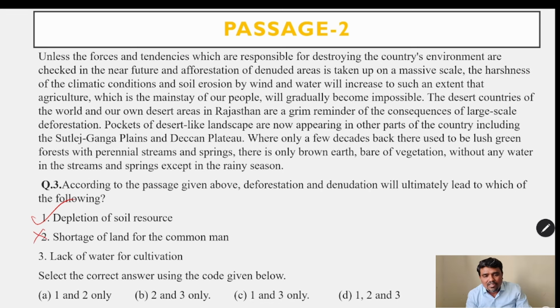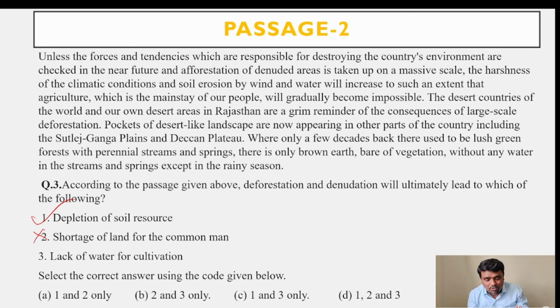Misleading. Okay, it is not talking about the shortage of land for the common man. It is talking about only the soil erosion, by wind or water. It is a misleading statement only. Many of the students by reading this statement think, yes, soil erosion is there, soil erosion means land degraded, land degraded means shortage of the land for the common man. No, it's not like that. So second statement is eliminated.